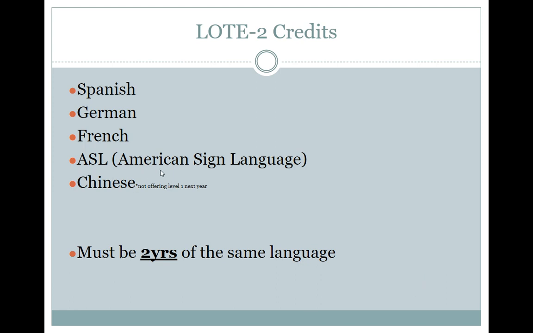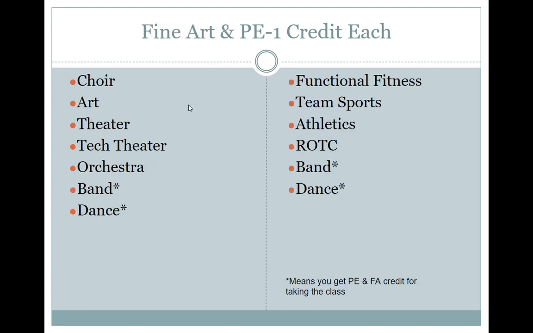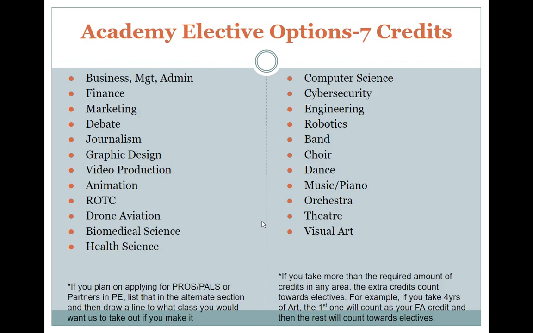I will point out a note for American Sign Language. When you look at the choice sheet, we now do offer Advanced American Sign Language 2, 3, and 4. So there is an advanced option. So I would recommend communicating with your ASL teachers on which one you should be signing up for. Then we have all of these fine art options and all of these PE options. You will notice band and dance can count for both. So that is a definite possibility as well.